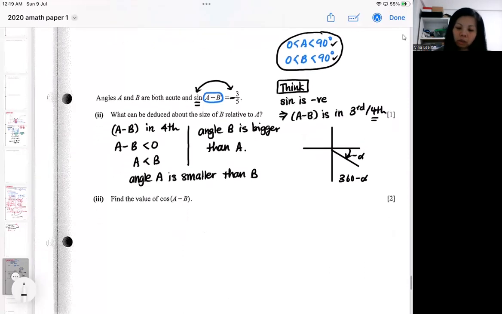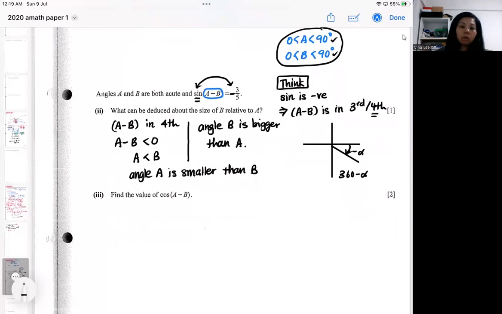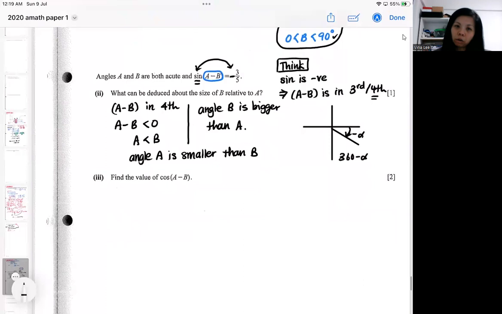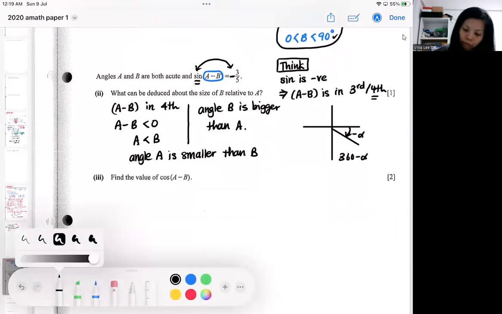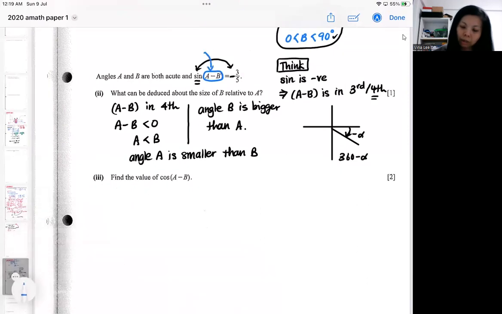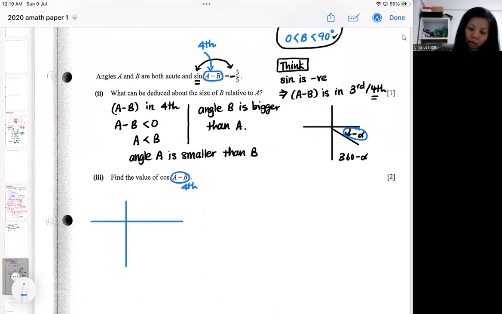So when you are supposed to deduce, you actually don't need to show working, but you need to go through the thinking process. And in fact, this is going to help you in the next part. By the time they make you think, you should be able to understand that A minus B is in the fourth quadrant. So I'm going to do my triangle method on the fourth quadrant.